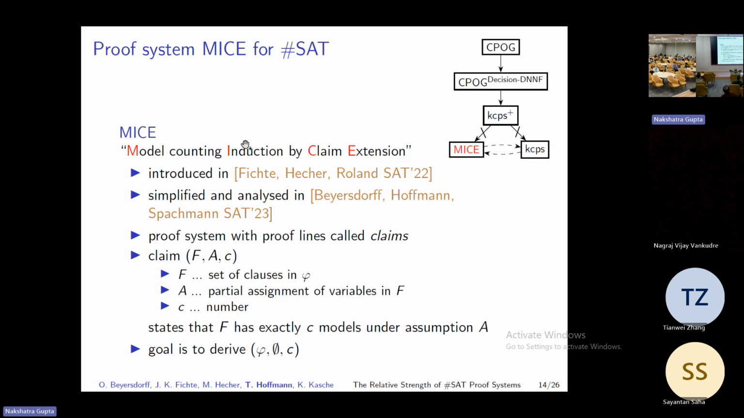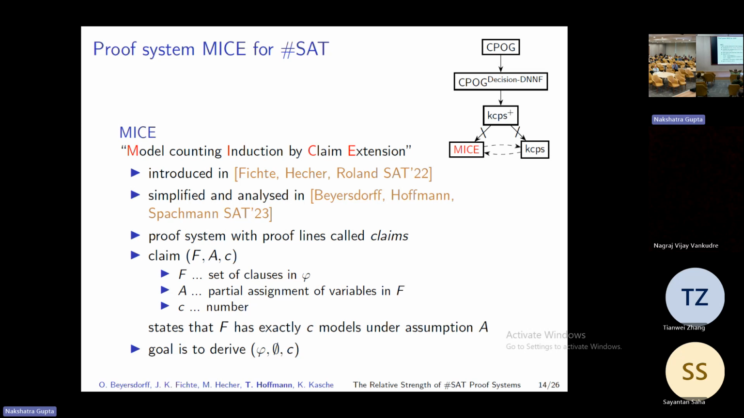Now we introduce MICE. This was introduced 2 years ago and was simplified by us last year. We will refer to the simplified version here. As I said, it's a line-based proof system, and the lines are called claims, and every claim is just a triple. This triple contains a formula F, which is just a set of clauses of phi. Then we have an assumption A, which is a partial assignment of the variables that occur in this formula F. And we have some number C. This claim then states that the formula F under the assumption A has exactly C models.